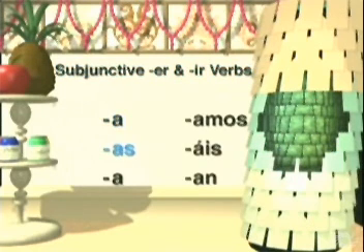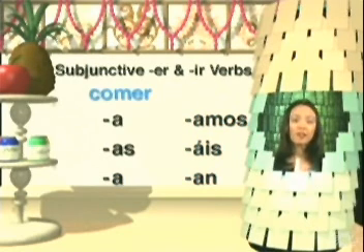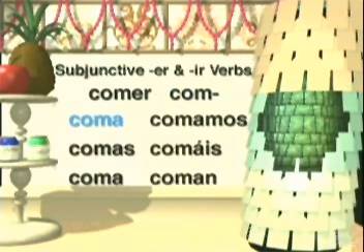All right. Now let's look at the ER and IR verbs. They work the same way. They just have a different set of endings: a, as, a, amos, áis, an. Let's use comer. First we put it in its yo form, como. Next, we chop off the O, and now we're ready for our ER, IR endings. Coma, comas, coma, comamos, comáis, coman.